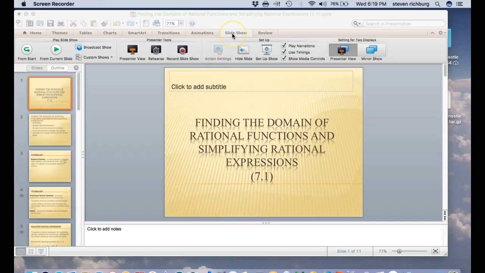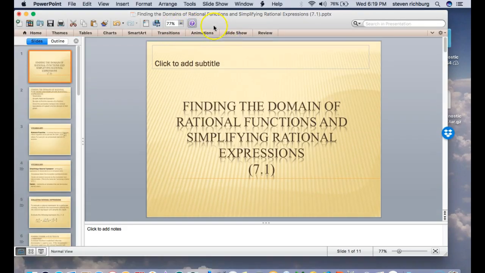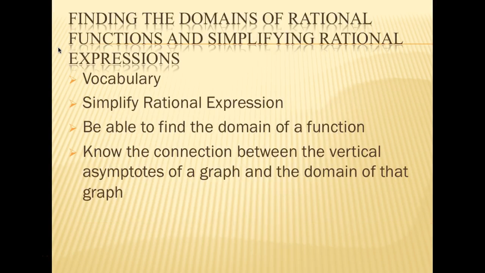Finding the domain of a rational function and simplifying rational expressions. There are 4 topics we want to discuss in this lesson. First, vocabulary. Second, simplifying rational expressions. Third, be able to find the domain of a rational function. Fourth, know the connection between the vertical asymptote of a graph and the domain of that graph.